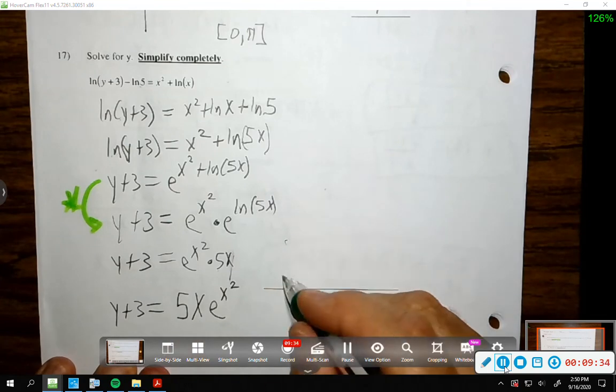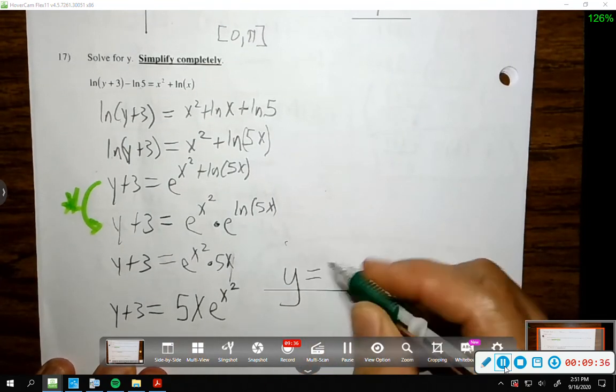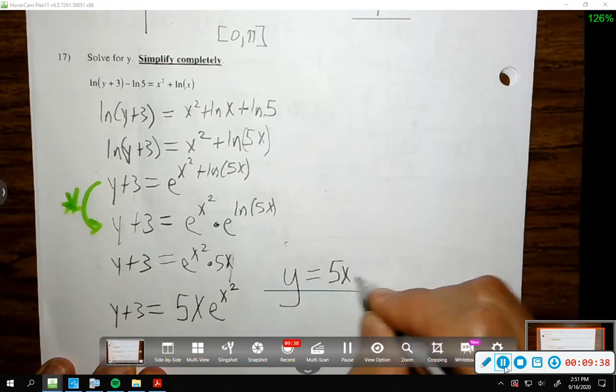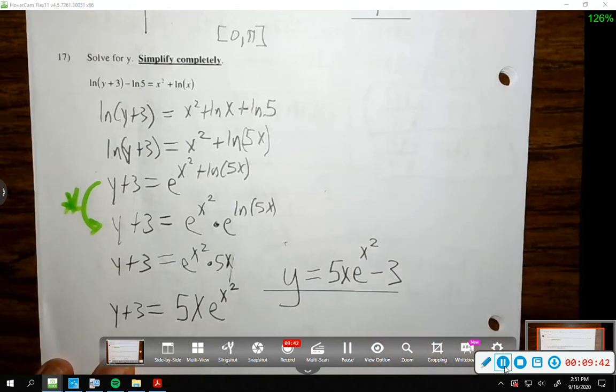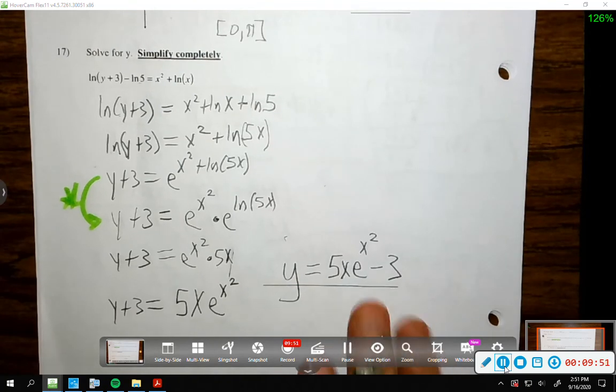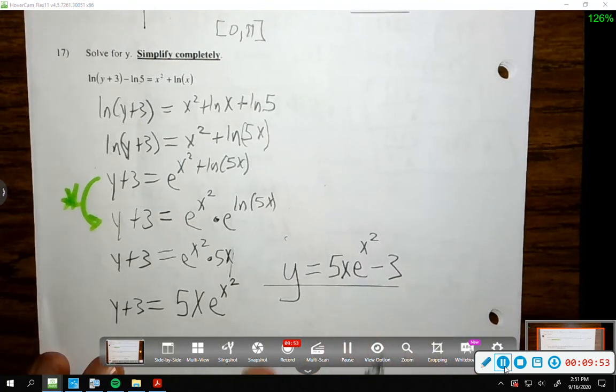Subtract the 3 to the other side. And here is this equation solved for y. No more natural log at all. We're able to eliminate all the natural logs and write it like this. Okay? This is the way it will need to be simplified. This step right here, the Algebra 1 step in reverse, is the most critical step in this process.